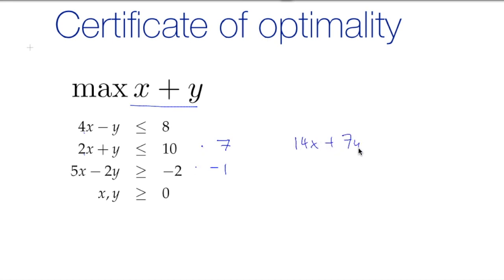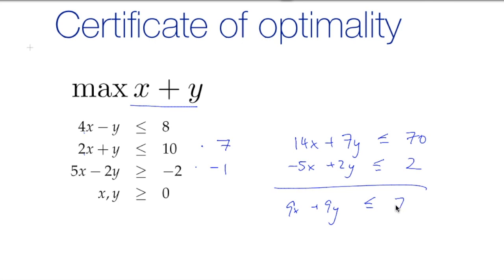14x plus 7y has to be less than or equal to 70, and negative 5x plus 2y has to be less than or equal to 2. And now if we added up both of those equations, you'd get that 9x plus 9y has to be less than or equal to 72. And so in particular, that implies that x plus y has to be less than or equal to 8.